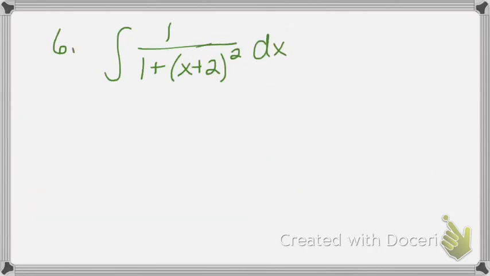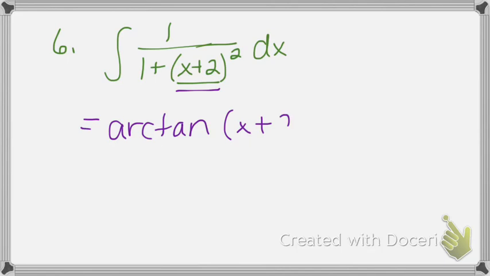Alright, this problem here. It looks complicated because it has an x plus 2 here, but it's already in the form of arctan. It's 1 over 1 plus something squared. The something, if you take the derivative of x plus 2, you get 1, so you don't have to do anything with u substitution. We can automatically say that this is arctan of x plus 2.